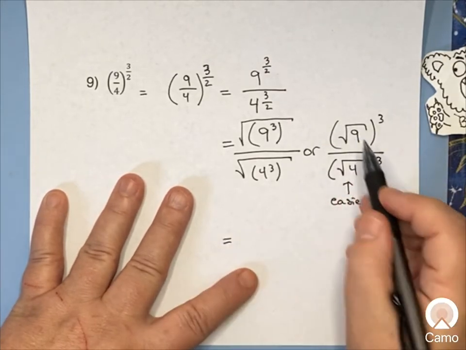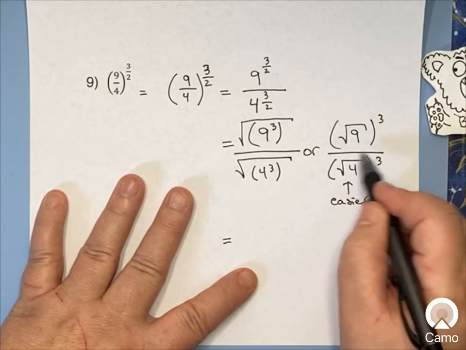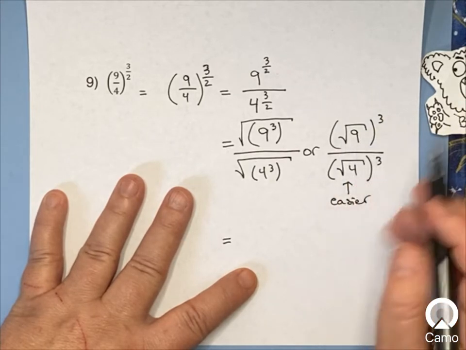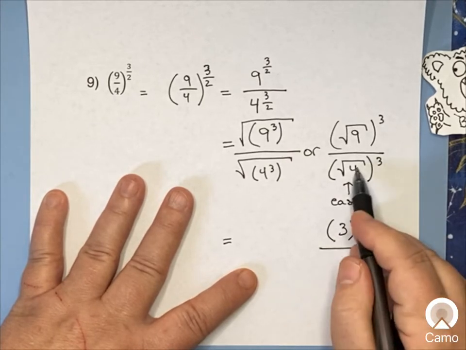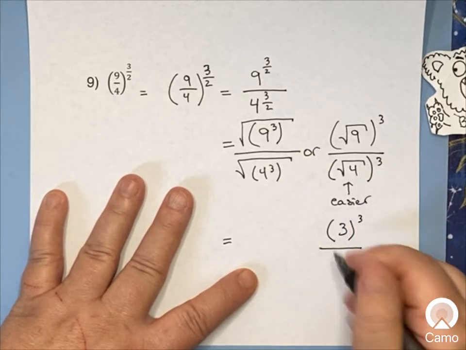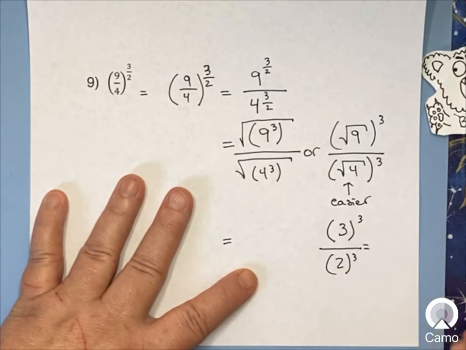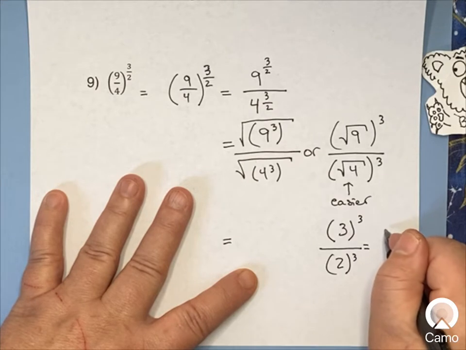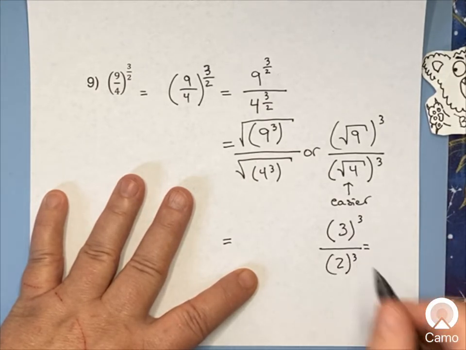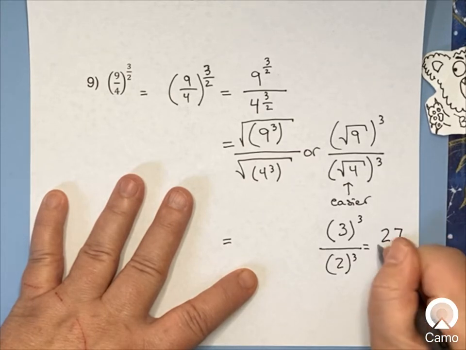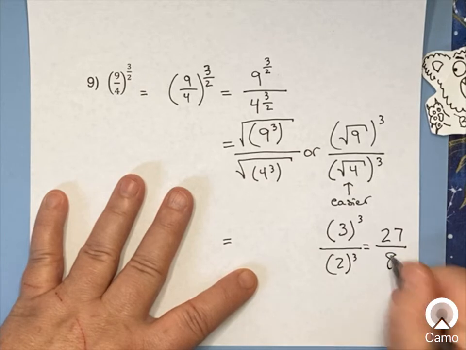So I'm going to look at this and say, okay, the principal or positive square root of 9 is 3. And the square root of 4 is 2. 3 cubed is, I know it's easy, my brain wants it to be 9. It's not 9. It's 3 times 3 times 3, which is 27. And 2 cubed is 2 times 2 times 2, which is 8.